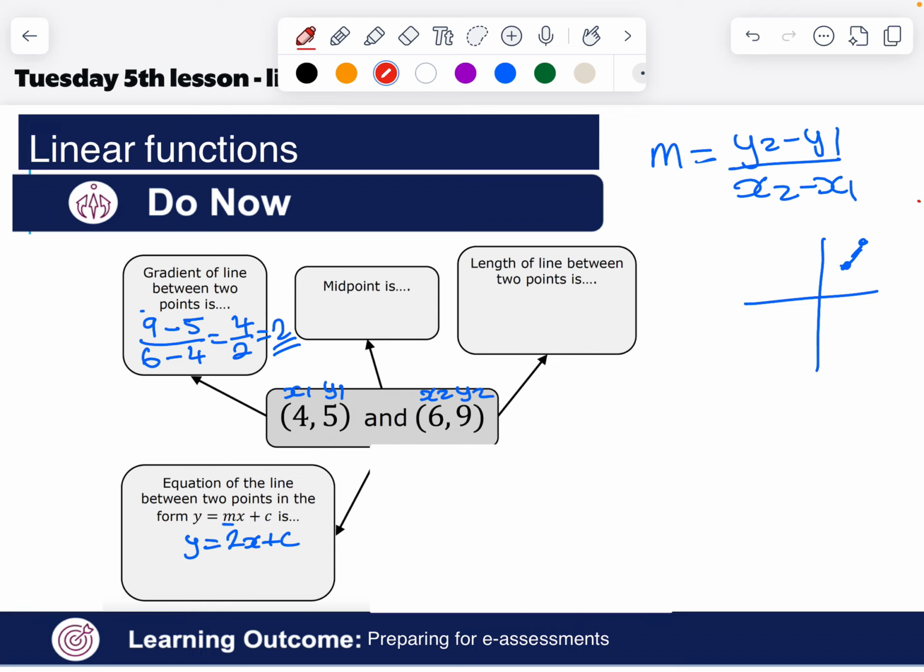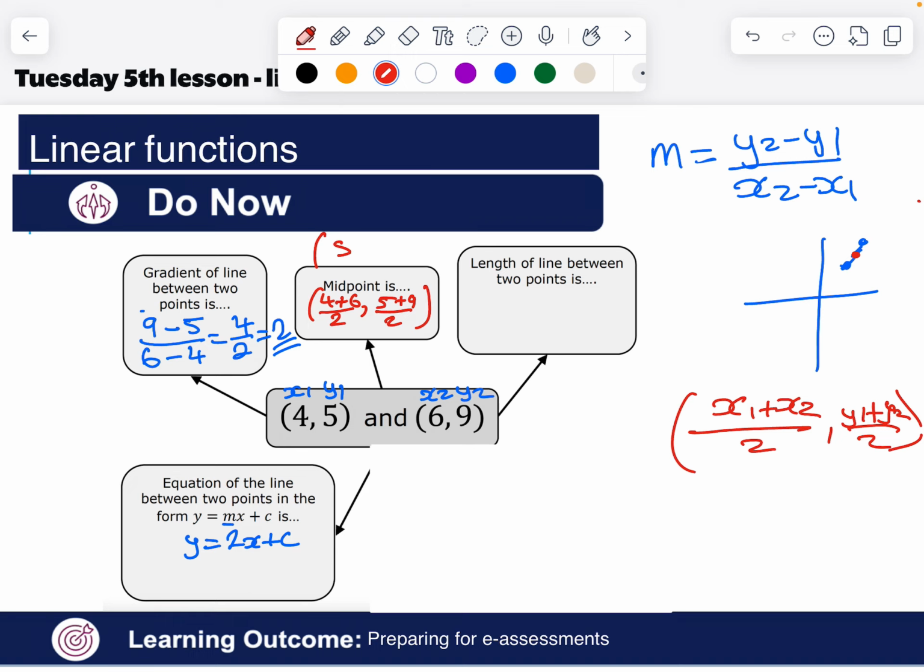Okay, next thing we can look at is, what's the midpoint of these two? The equation for the midpoint is x1 plus x2 over 2, and then y1 plus y2 over 2. So for this question, 4 plus 6 over 2, and then 5 plus 9 over 2. We simplify it. 4 plus 6 is 10, divided by 2 is 5. 5 plus 9 is 14, divided by 2 is 7.